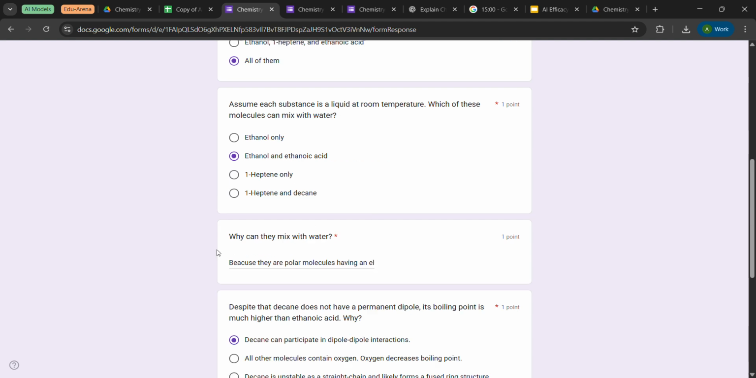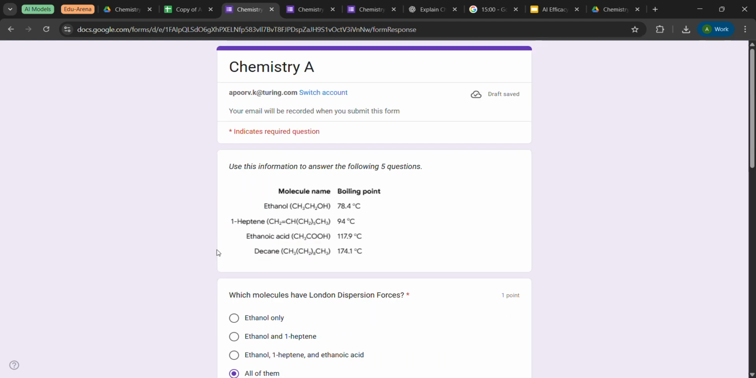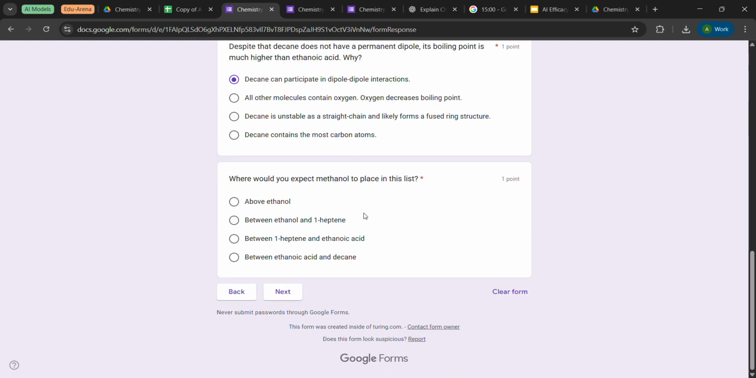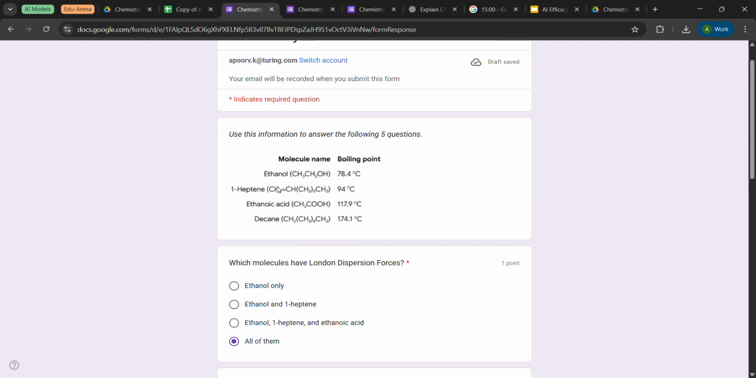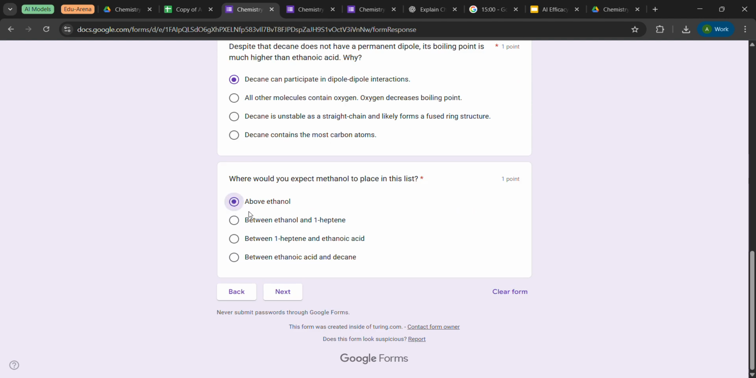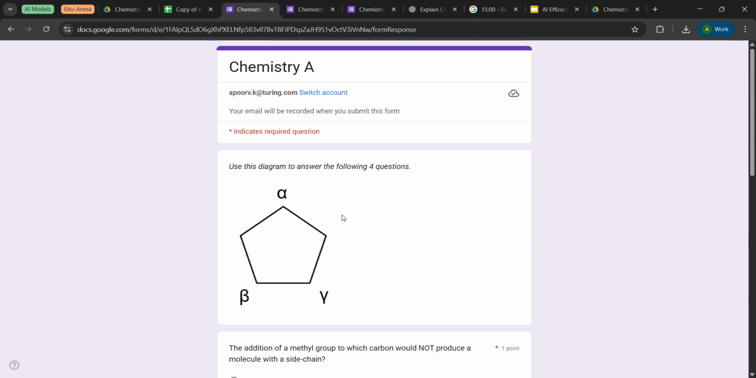Where do you expect methanol? Methanol, since it is an alcohol, it should be greater than this. No, methanol has fewer carbon atoms, so it should be above ethanol. I'm just making a guess. Next.